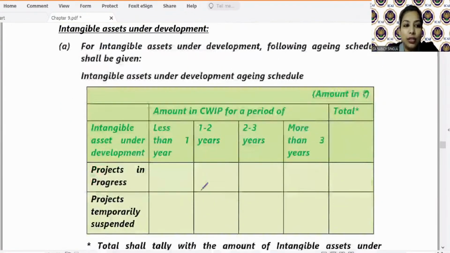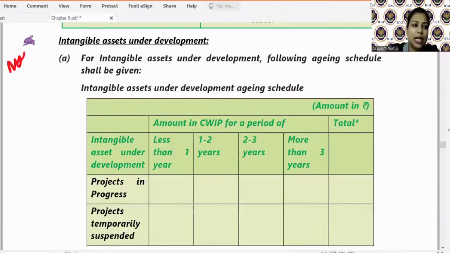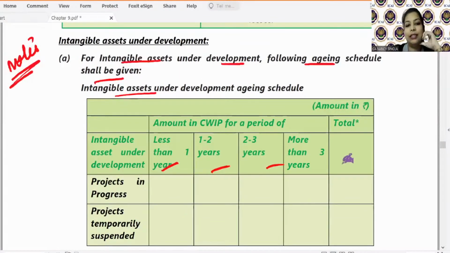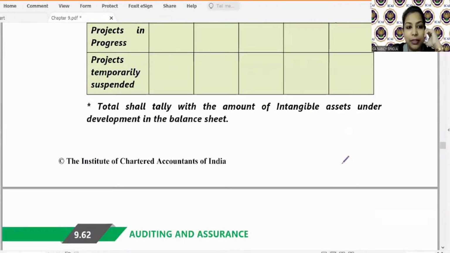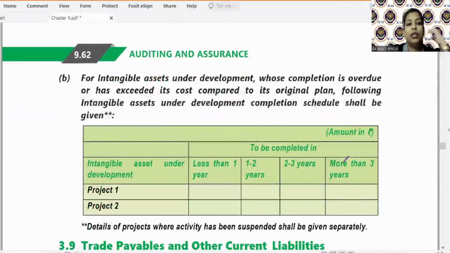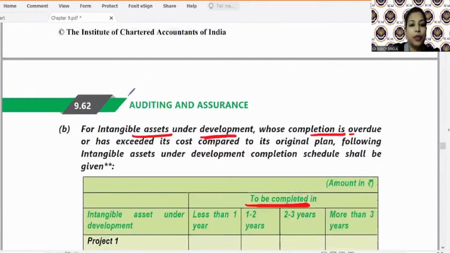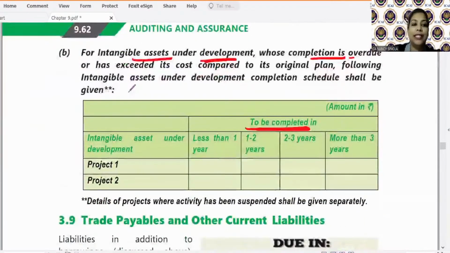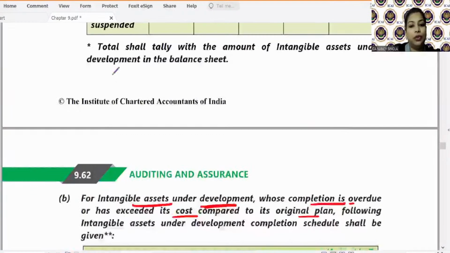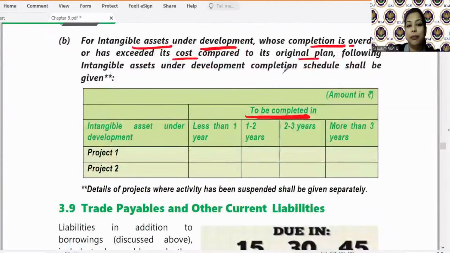Now with respect to your notes, intangible assets under development, right? So CWIP again, for intangible assets under development, the following aging shall be given. So this is exactly the same, right? We have read all this. Same way, when are you expecting to complete it? So for intangible assets under development whose completion is overdue or has exceeded its cost compared to the original plan, the following intangible assets under development completion schedule shall be given, and this is exactly the same.